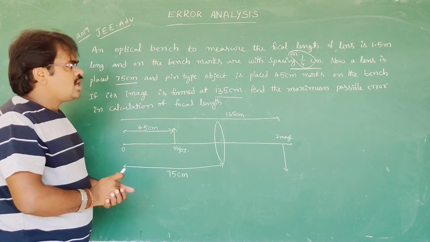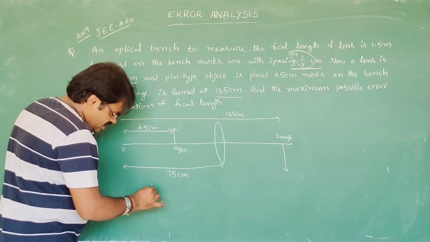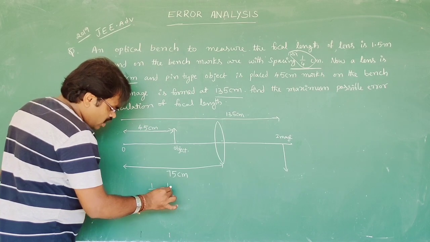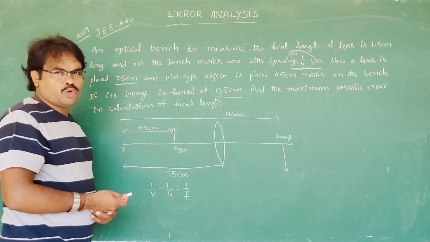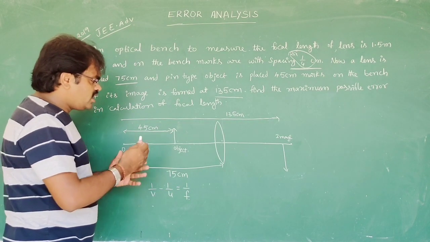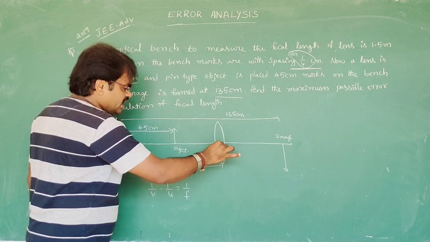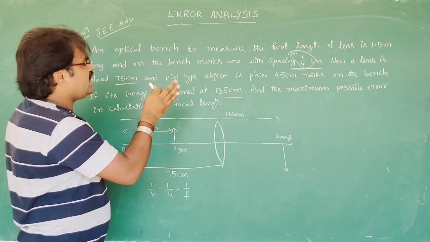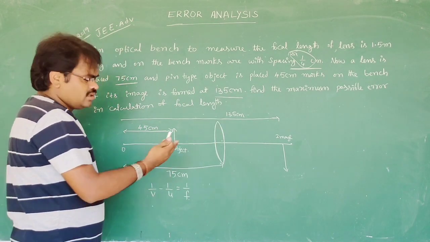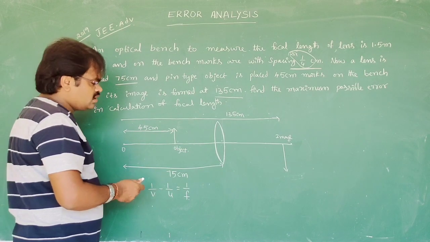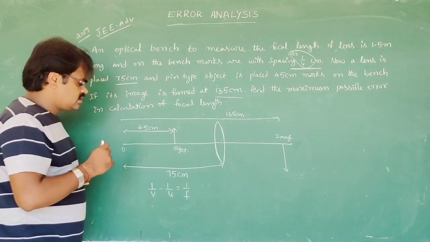Now we know the formula of focal length, that is 1/V minus 1/U is equal to 1/F. This is the lens formula. They have not mentioned whether it is a concave lens or a convex lens, so we are taking the convex lens. That is the formula for the convex lens.